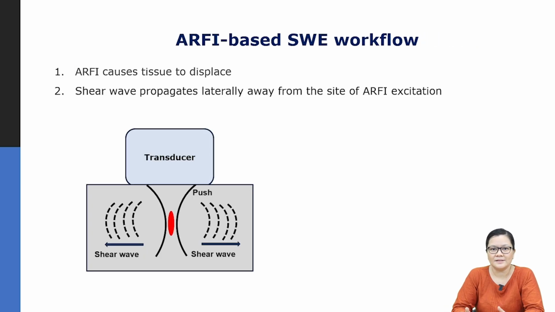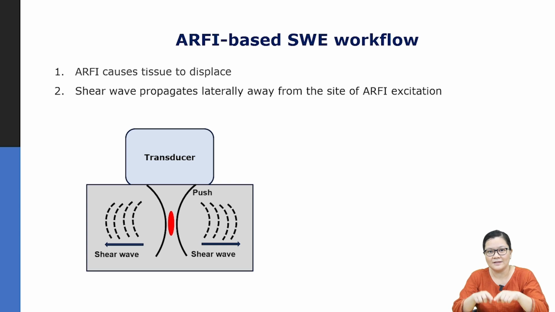Now the RF-based shear wave elastography workflow consists of the following: first, this RF excitation is used to displace the tissue. Next, the shear wave propagates laterally away from the site of this RF excitation. So here I show a schematic of what goes on when we induce the shear wave. First, this is our focused push, and the site denoted in red is where the RF will be applied. Because of that RF, the tissue will displace, and then it will go back up to its original position.